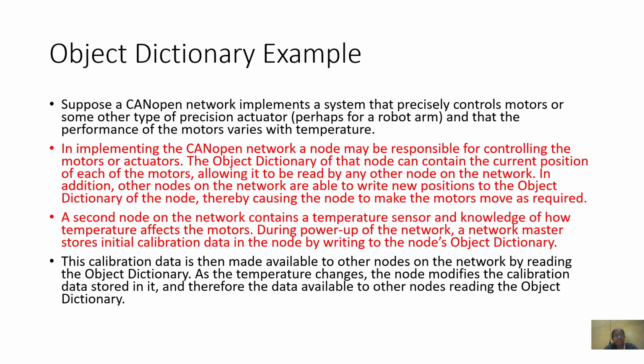For example, in this object dictionary example, in implementing a CANopen network, a node may be responsible for controlling the motors or actuators. So the OD of the node can contain the current position of motors, allowing it to be read by any other node on the network. In addition, other nodes on the network are able to write new positions to the object dictionary of the node, thereby causing the node to make the motors move as required.